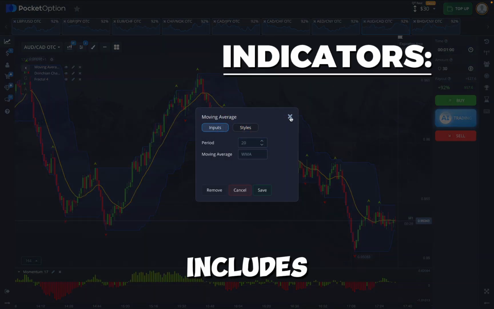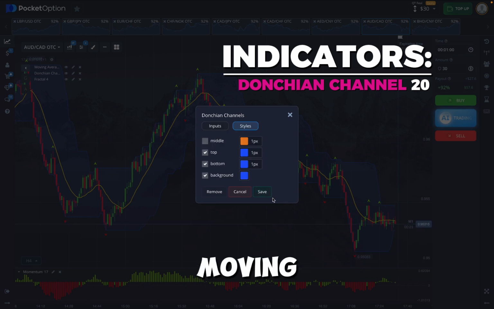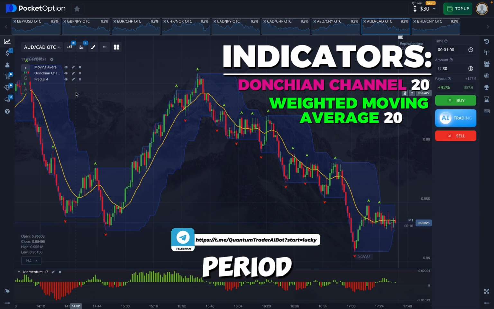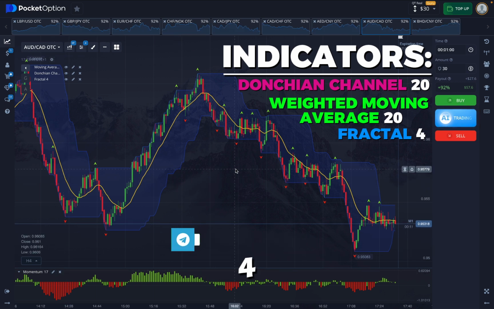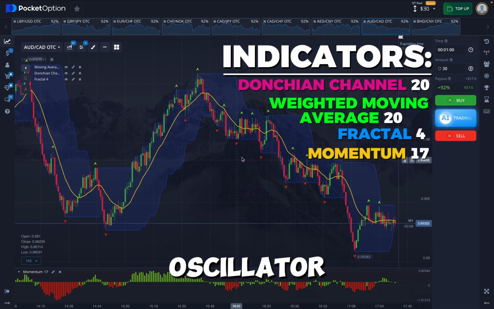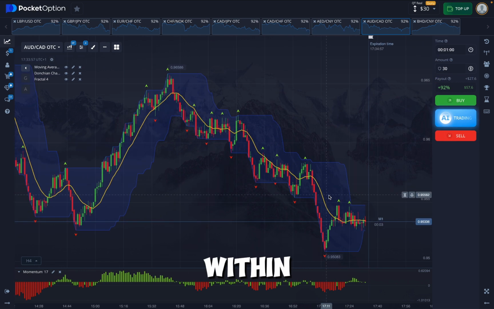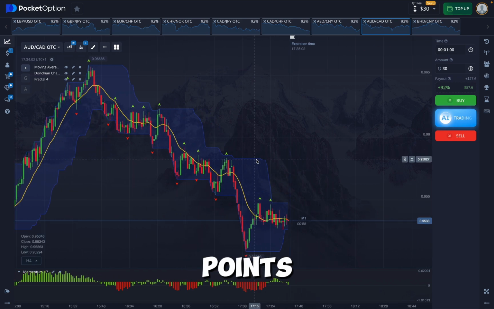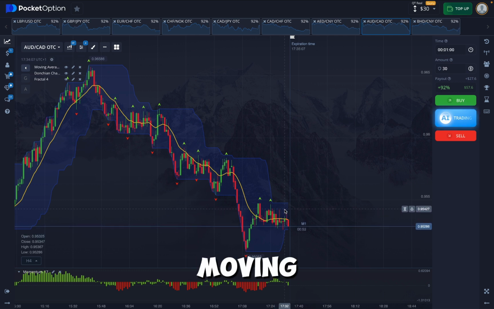For example, it includes the Donchian channel with a period of 20. We remove the average moving average of this channel, and instead we will have a weighted moving average with a period of 20. Also, the fractal with a period of 4, and the momentum oscillator with a period of 17. Today we will analyze the movement within the channel indicator, also focus on searching for extreme points, and receive signals from the interaction of the price with the weighted moving average.